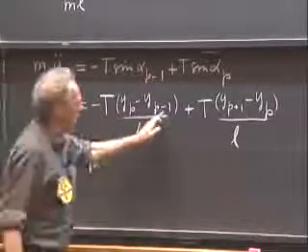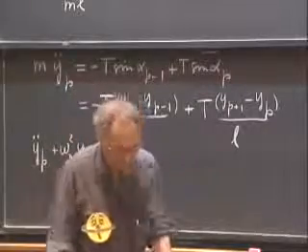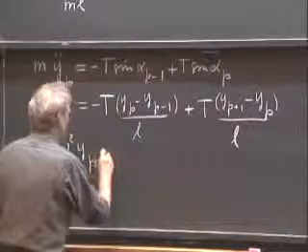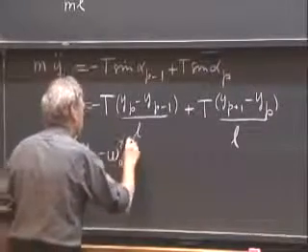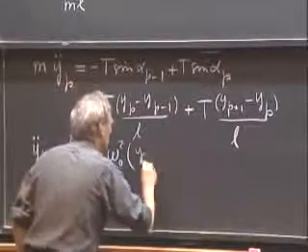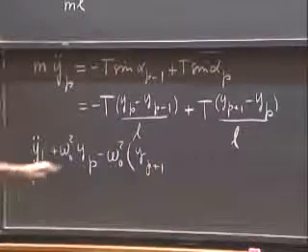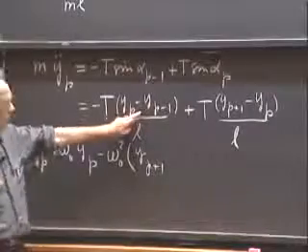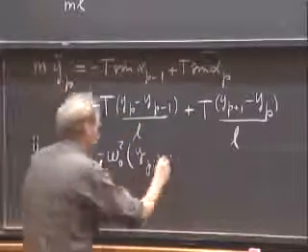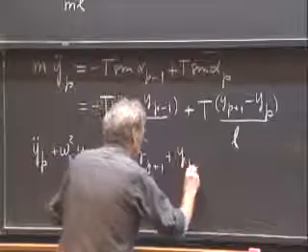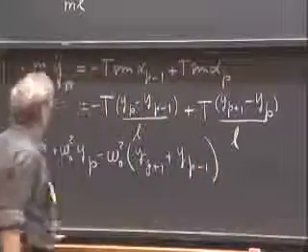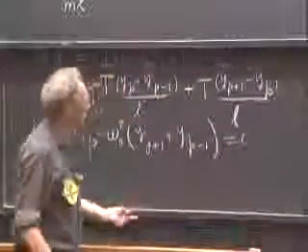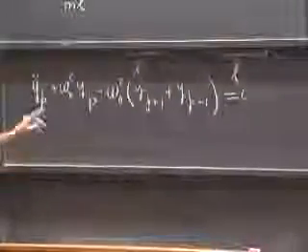And then I'm going to bring the p minus 1 in, and I'm going to bring the p plus 1 in. Notice I have a plus sign here. So I get minus omega 0 squared times y p plus 1. And here I have a plus, minus minus is a plus, so when I bring that back I get a minus, but I already have the minus, so I get y p minus 1. And that now equals 0. So that is Newton's second law for particle p.